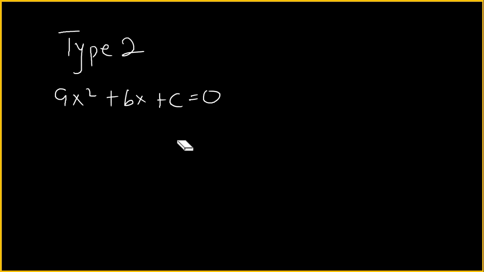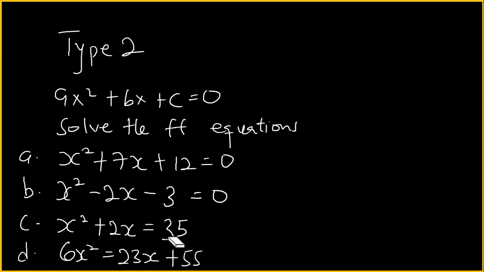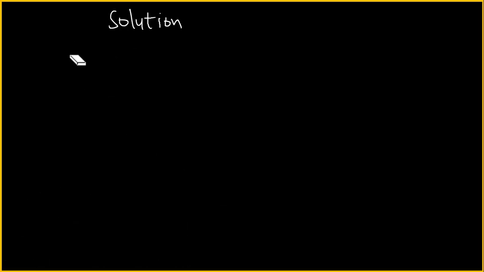So let's write down this equation. Solve the following equation. Alright, so type 2, when the question is in the general equation form, and these are the questions, let's delve right into the solution. Starting with the first one, x squared plus 7x plus 12 is equal to 0.